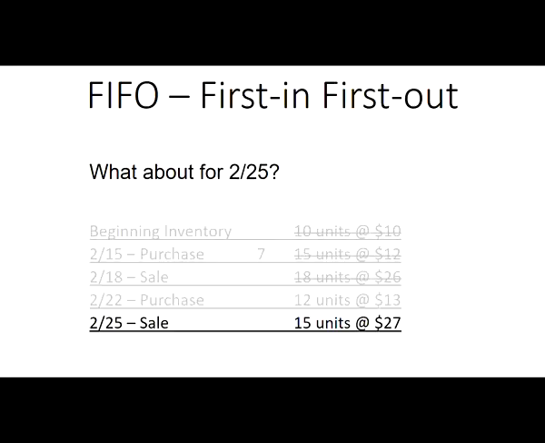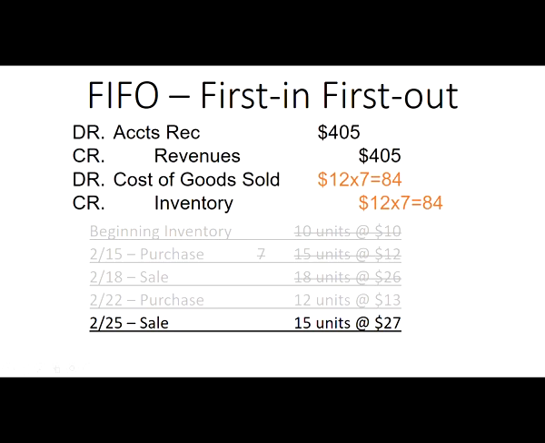Because what happens is February 25th rolls around. We have another sale. We have a sale for 15 units. Again, assuming FIFO, which units did we sell? We sold 15 units. Well, we're going to start by selling these 7 units. 7 times 12 is $84. But that's only 7 units. We've got to sell 8 more.